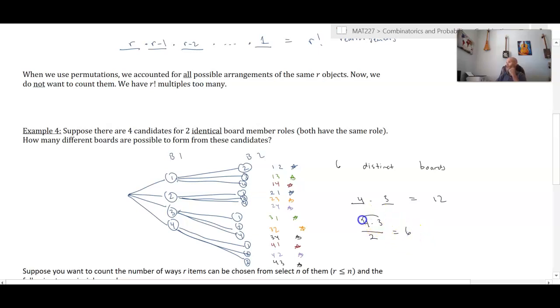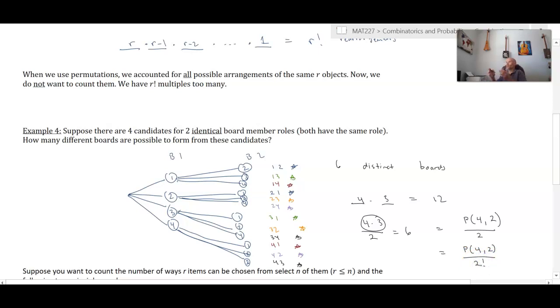Now, one thing that we also know is that the 4 times 3 is really the number of permutations of 4 candidates, selecting 2 of them from that group, dividing that result by 2. Now 2 is the number of rearrangements of the same 2 people. And so I could also say that what this really is, is the number of permutations of 4 people taken 2 at a time divided by 2 factorial.